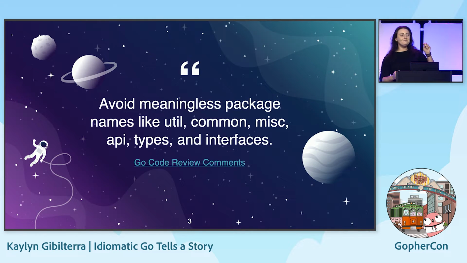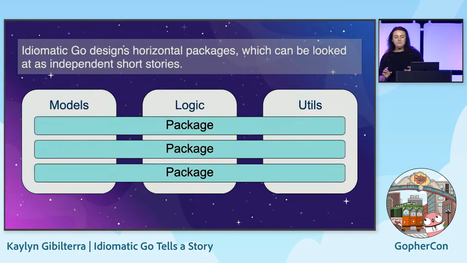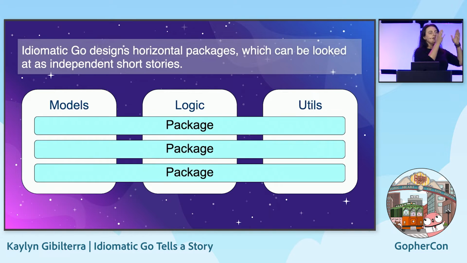We use the word meaningless, which can at first sound harsh, particularly if you're coming from a language where using models and utils is a best practice, but we do mean it for a reason. We mean it because in Go, we do not think of how do these things exist. Let's put them all together if they work in similar ways. We think horizontally. We want each of our packages to be complete and tell the entire story from start to finish around an entire domain.